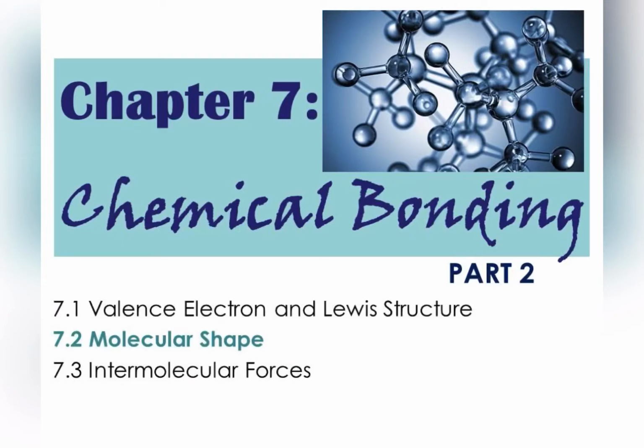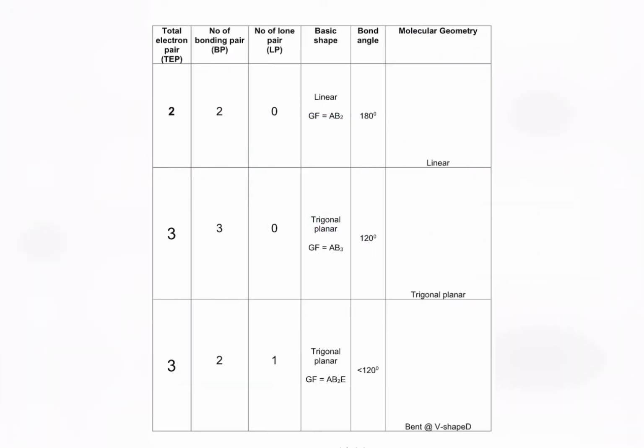Assalamualaikum and hello. In this video, I'm going to continue for the next part of subtopics 7.2, where we are going to learn how to draw the molecular geometry in general. As you see here, kita akan apply the total electron pair in order for you to determine the molecular geometry for any species. So, in this case, you have to know what's the difference between bonding pairs and lone pairs as I explained in the previous video.